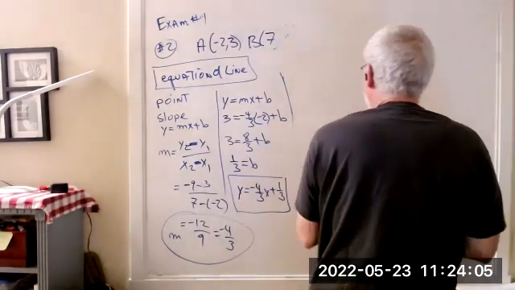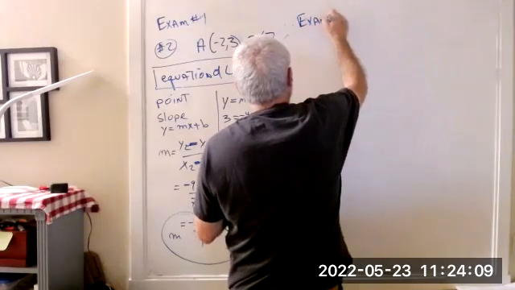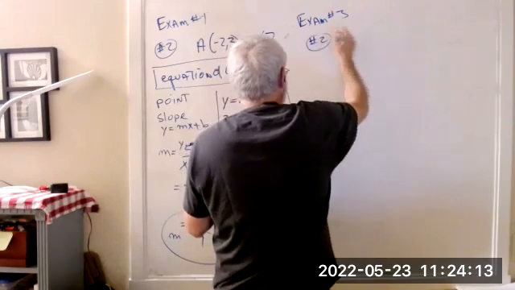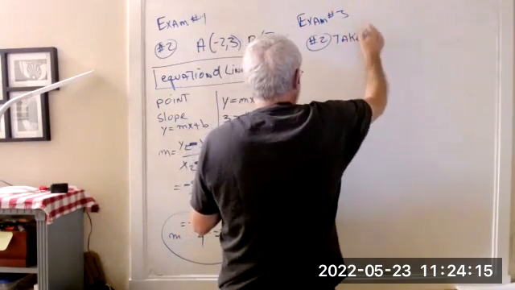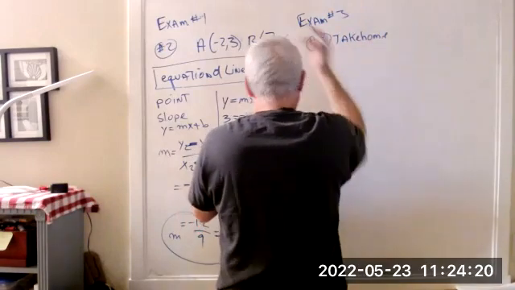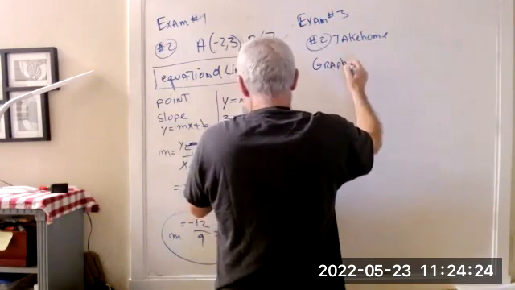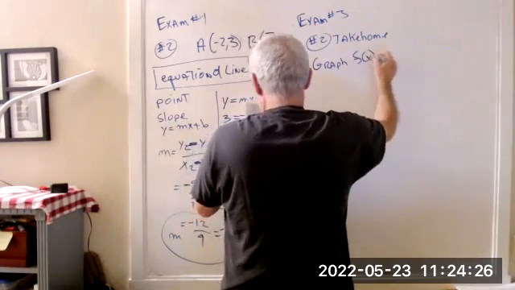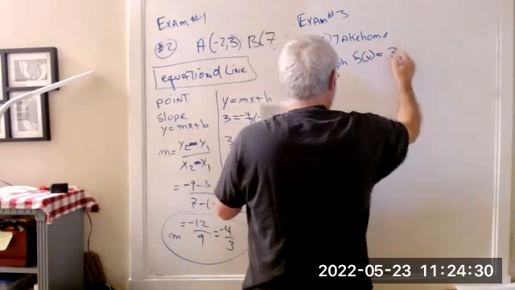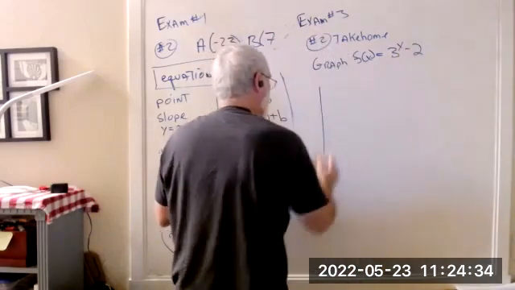Okay, so this is exam number 3, number 2 from the take-home part, which was: graph f of x equals 3 to the x minus 2. All right, so here we go.